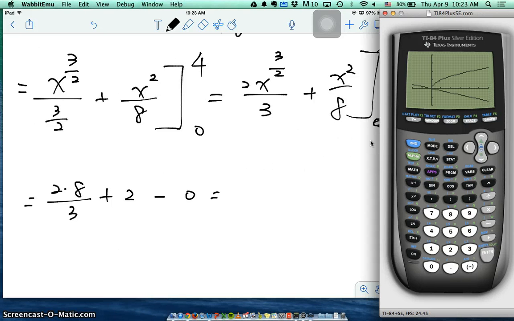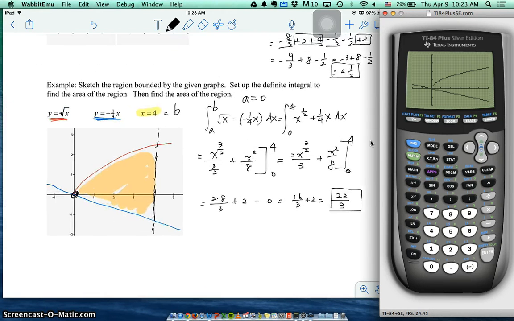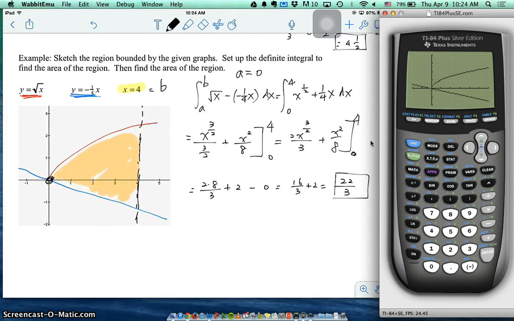So 16 over 3 plus 2. I'm going to put everything as a fraction right here. So everything will be over 3. 6, which should give 22. So the answer is 22 over 3 units squared. So that's our second problem right here. That's how we do this kind of problem.